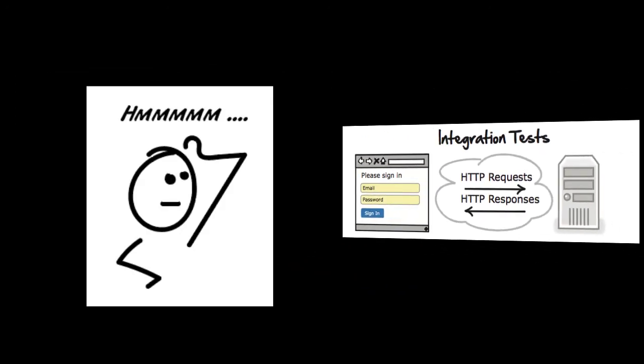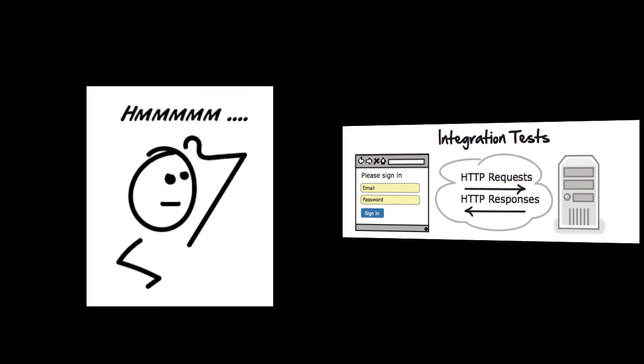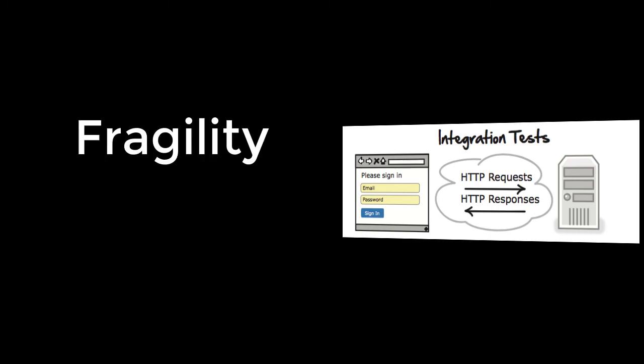Now, you may be wondering, why would I ever need to write this kind of test when I've already got a UI test that pretty much tests the exact same thing? And that's a great question. The answer is twofold: fragility and speed.